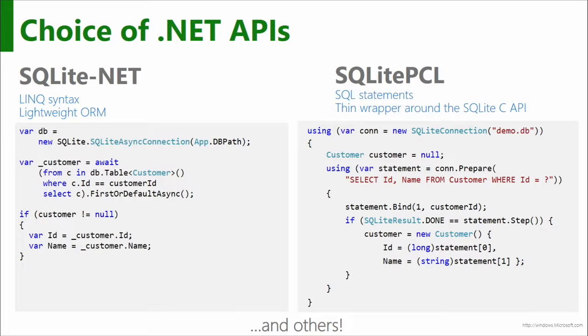So the bottom bit down there is saying if SQLite result.done is equal to statement.step. Well, this is the SQLite C API exposing itself. Then you can create yourself a new customer object by reading the values out of the statement collection that gets returned to it. It's like running a race with boots on, man. That is a bad deal. Yeah, but this is the way a lot of people like to work. So we offer everything. I'm with Jerry. I think SQLite.net is a beautiful and nice way to work.